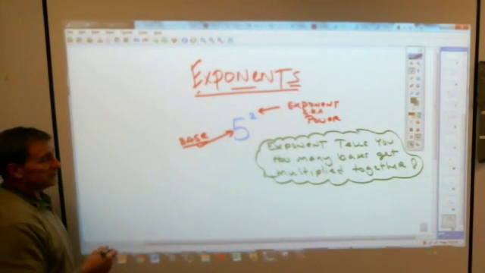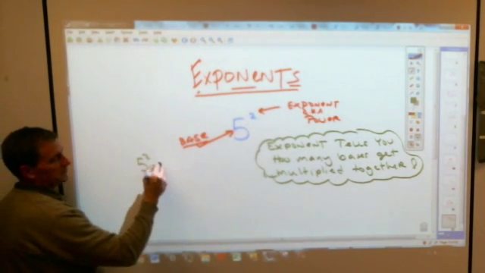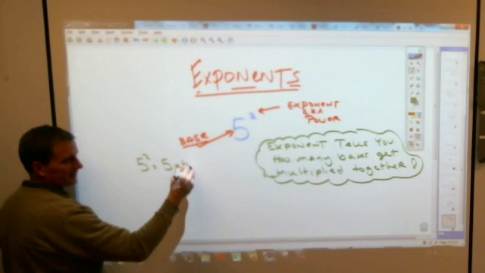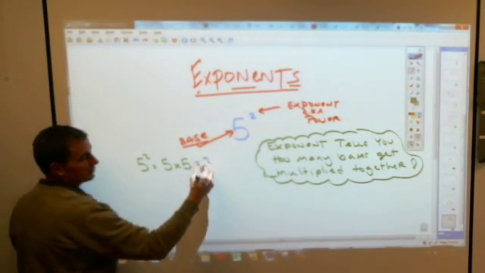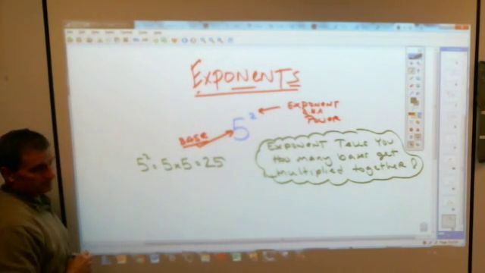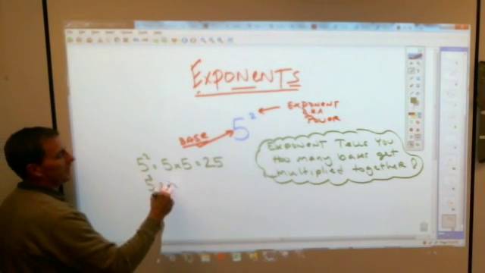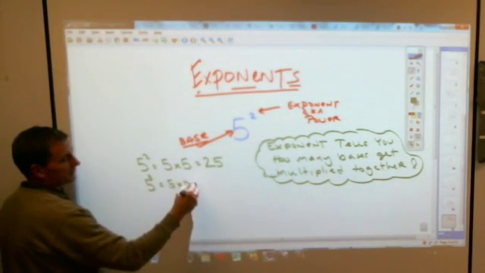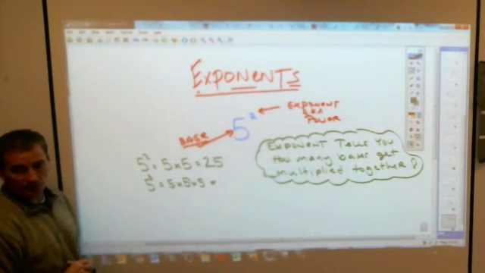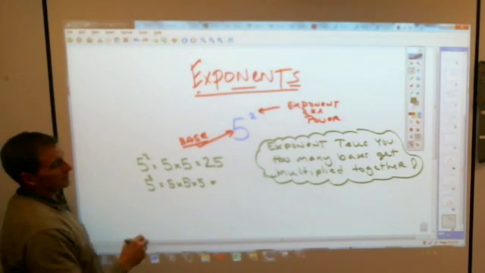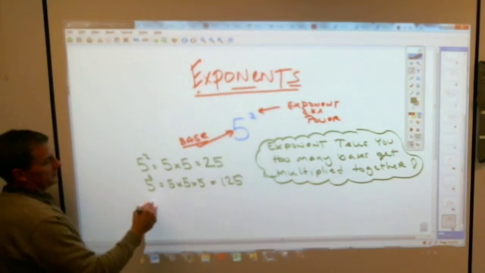So here's what that looks like. 5 squared means that you have 2 5s, not added together but times themselves. So the answer is not 10. 5 squared is 25, 5 times 5. 5 to the 3rd power would be 5 times 5 times 5, and 5 times 5 times 5 is, John? 125.